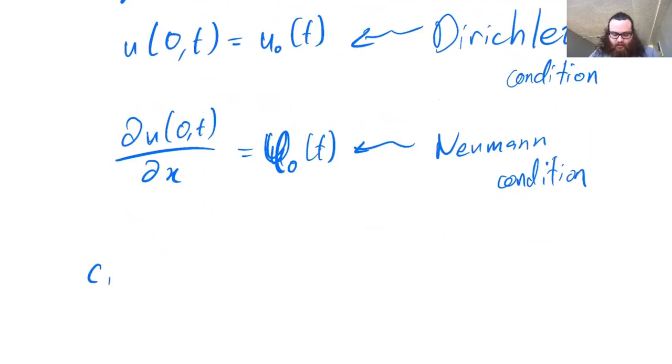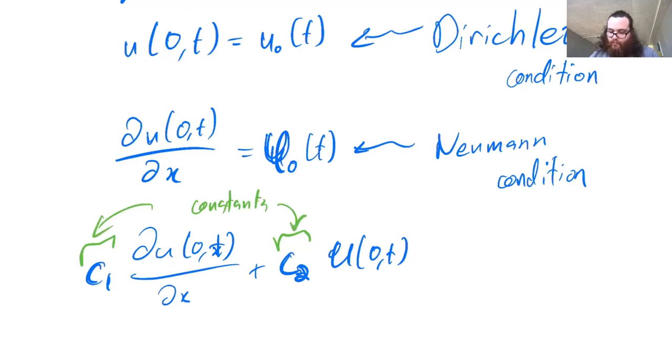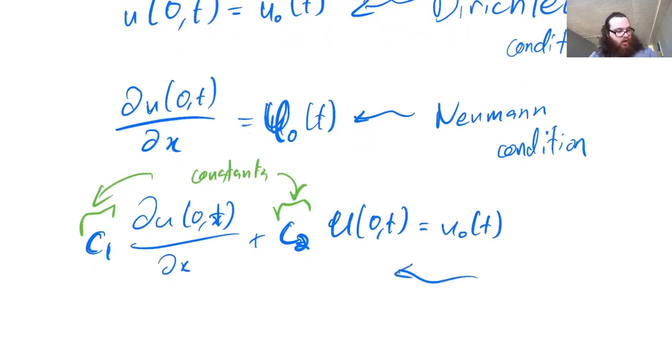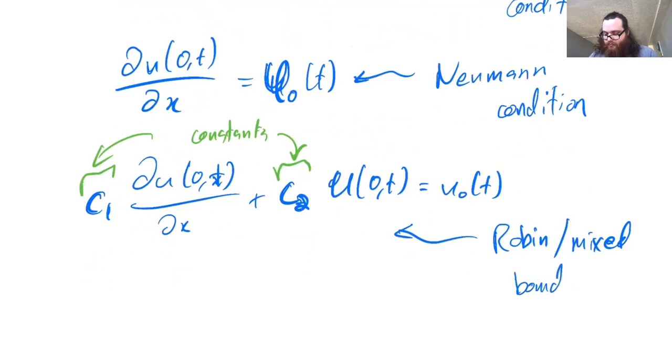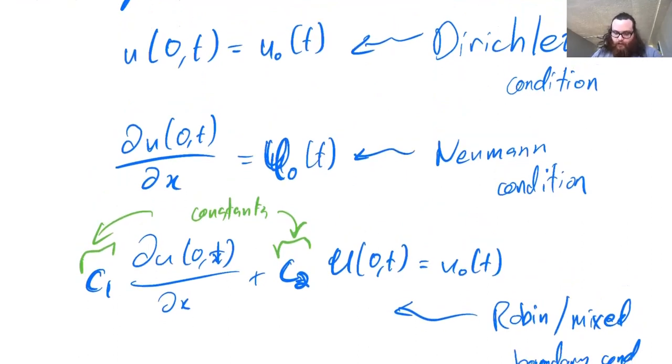And then the final one that I wrote was a linear combination. So C1 du(0,t)/dx plus C2 u(0,t). So C1 and C2, these are constants. So we're looking at a linear combination. If we say this is equal to some other function u0 of t, this we usually call either a Robin or a mixed boundary condition. Someone named Robin really worked with this stuff, hence the name. Okay, so these are the kinds of boundary values that we can expect.